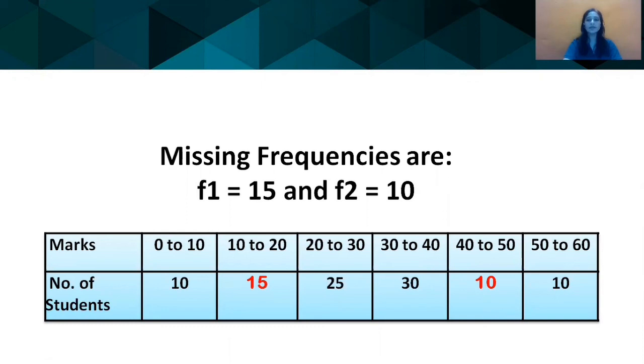So friends, this way I have explained how we can find missing frequencies with the help of the median formula. Today I have taken the case of a continuous series. So I hope the concept will be clear to you.